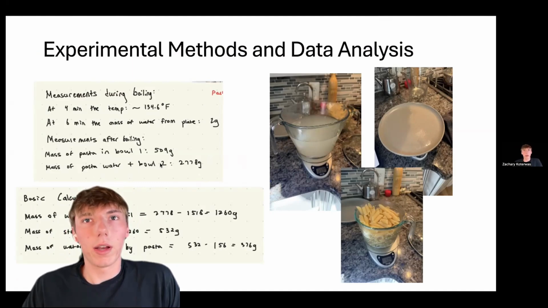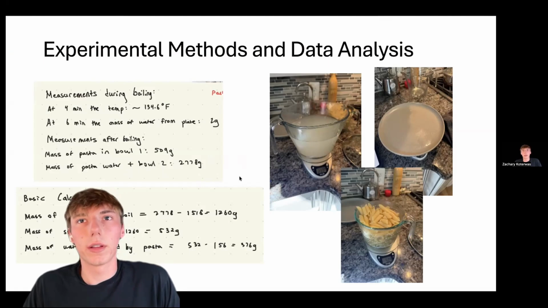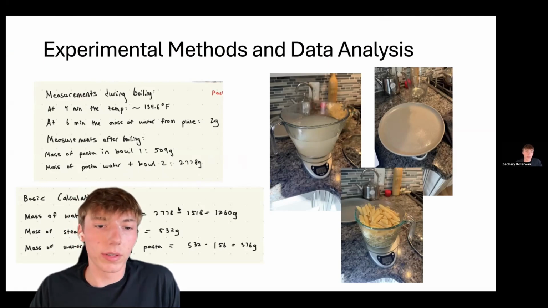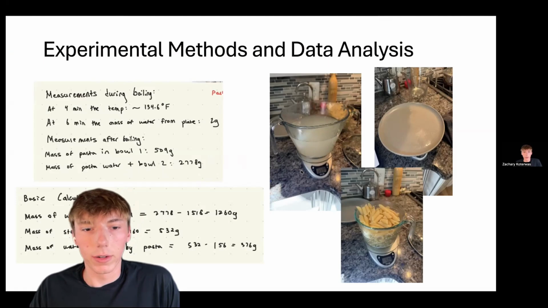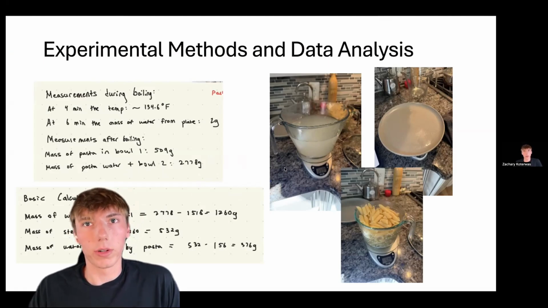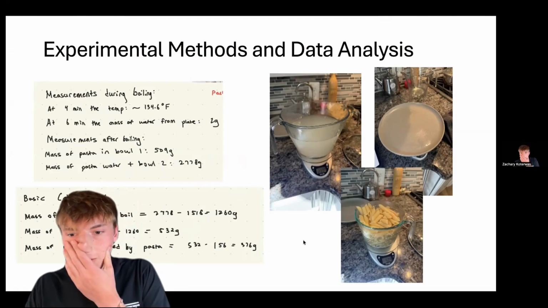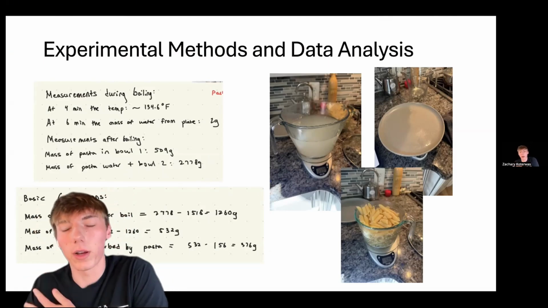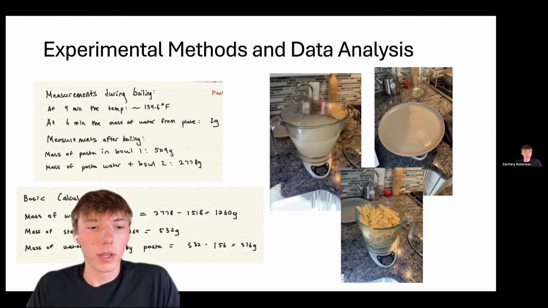Over the 8 minutes, I strained the pasta and determined that the mass of the water and the mass of bowl 2 weighed about 2,776 grams, which is seen right here and right here in the picture. And I used the mass of bowl number 2, which was 1,518 grams, to get a total weight of 1,260 grams of cooked pasta water. And then this bottom picture shows the mass of just the cooked pasta at 509 grams.